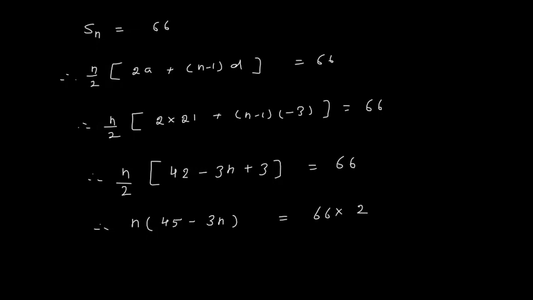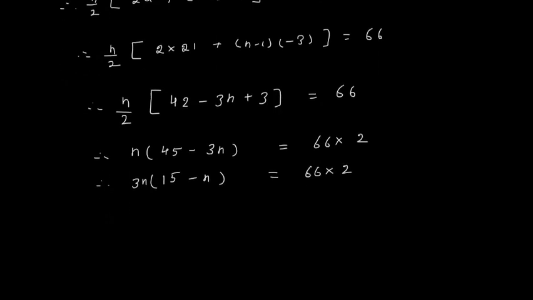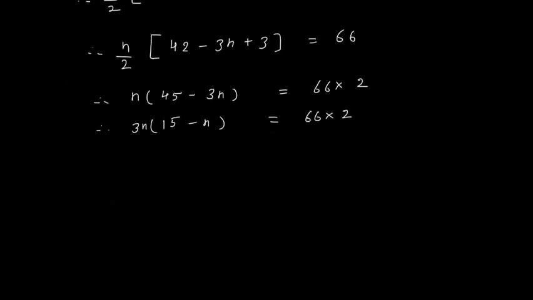Now you can take 3 common. So therefore 3 we will take common. So it will be 3n and here it is 3 1s are 3, 3 5s are 15 and here it is n. So this is 66 into 2. Now this is your observation. You find that everywhere 3 you can take common. Here in 66 also it is a multiple of 3. So therefore here it is 15n minus n square.